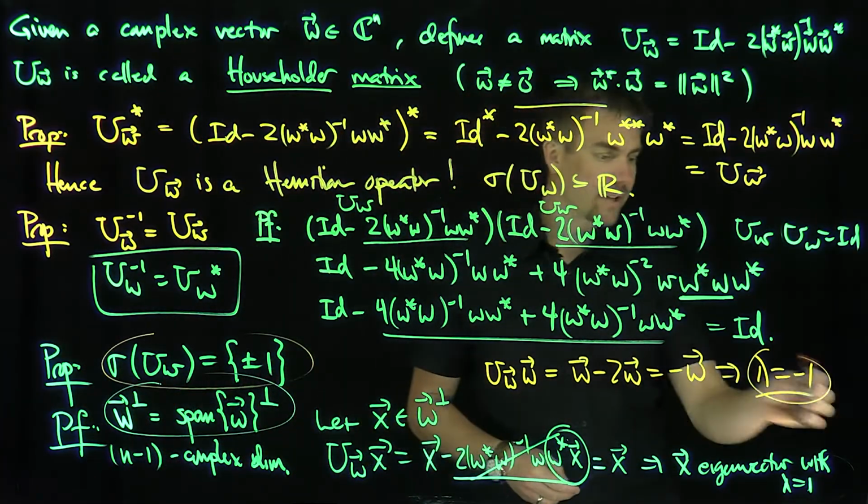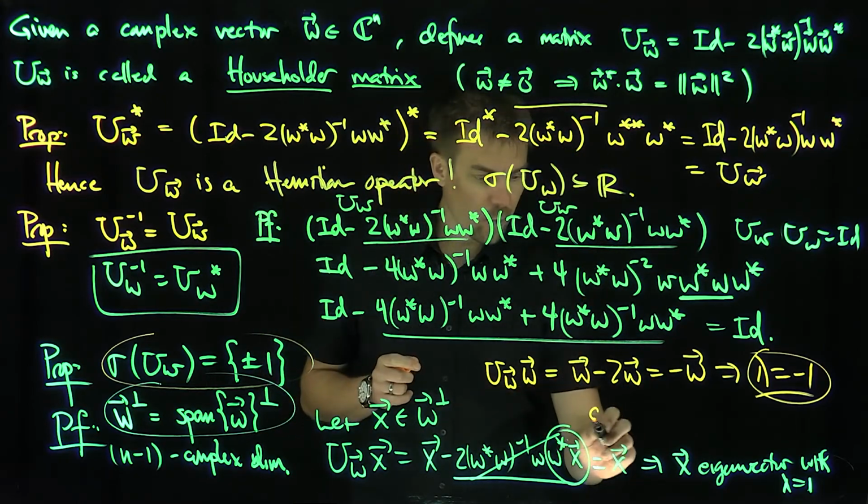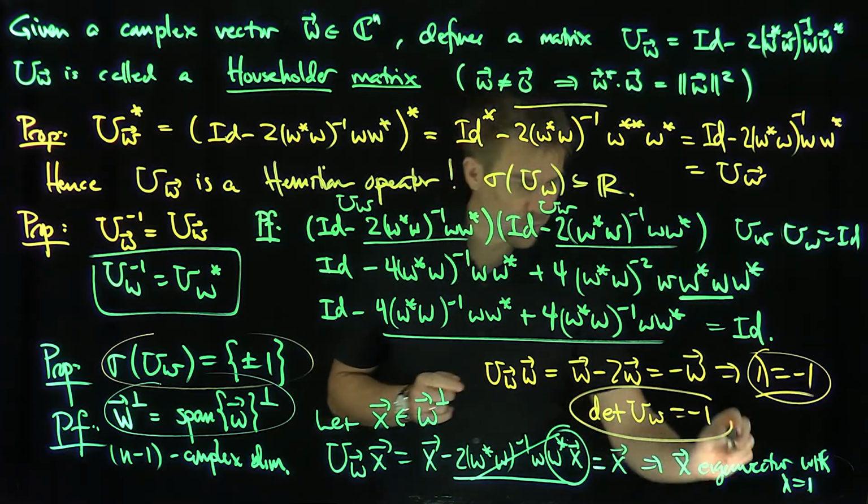Moreover, I know the dimension of the eigenspace that corresponds to W is just going to be one-dimensional, one complex dimensional. And so we get a bonus from this, namely that the determinant of these householder matrices is just going to be equal to negative 1, right?